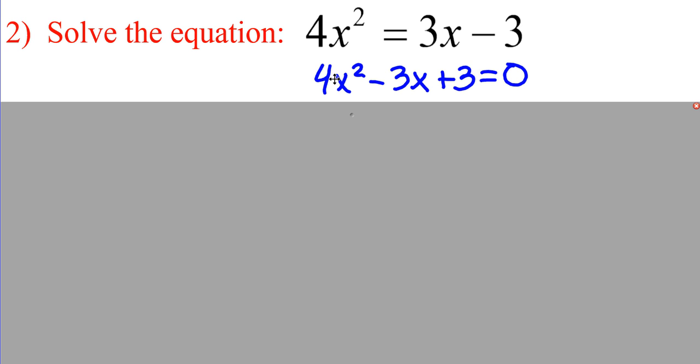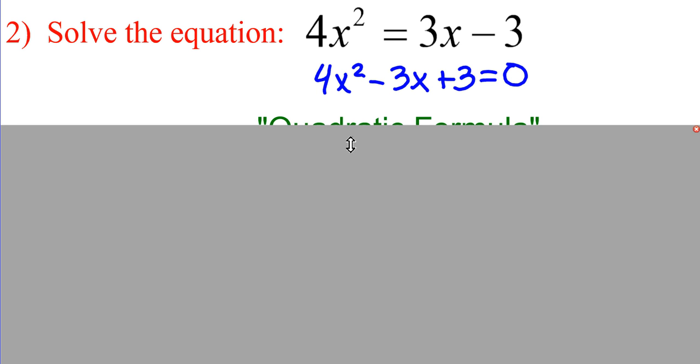Factoring wise, I'd have to think about, are there two numbers I can multiply together to give me 12 and add to give me a -3? And I know with my options for multiplying to get 12, none of them will combine to give me a -3. So factoring's off the table. This one, if we do our quadratic formula, A is 4, B is -3, and C is a +3.